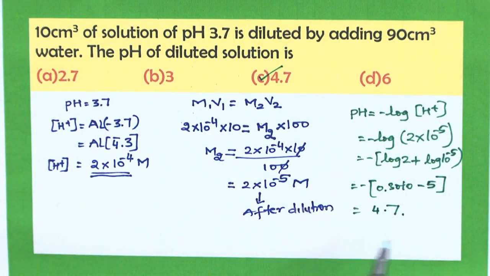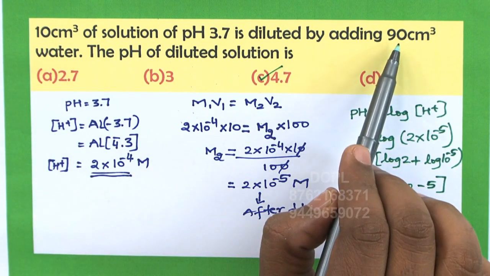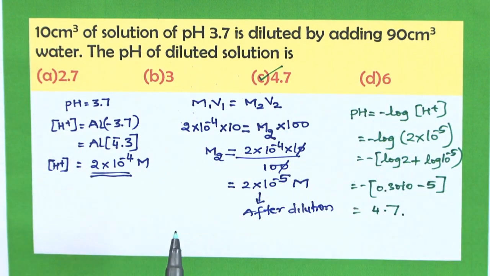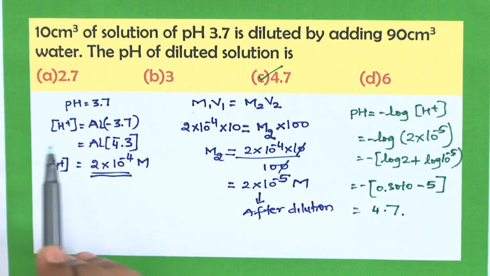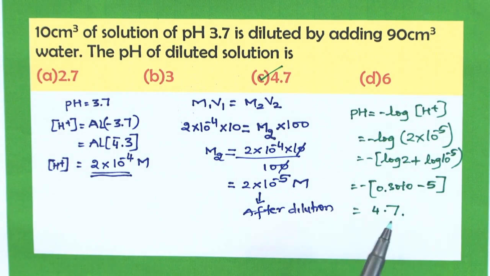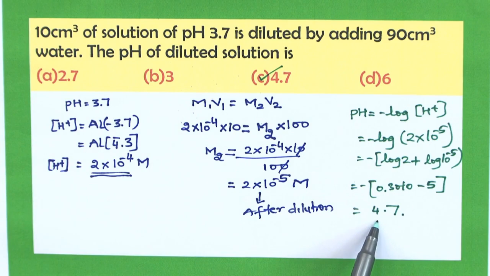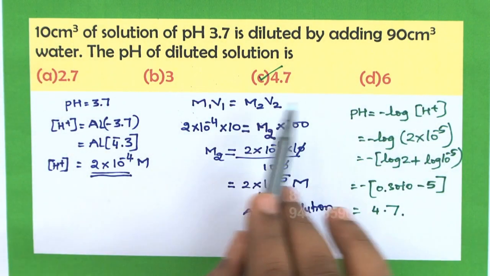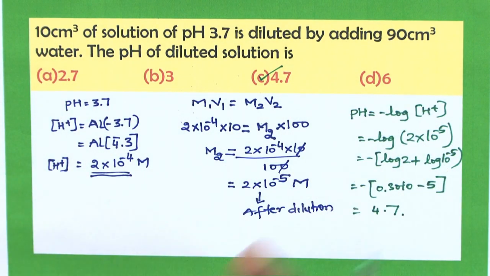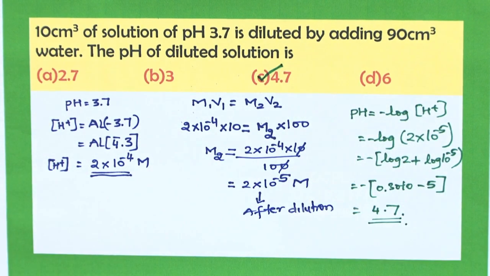You can observe in this problem that we have diluted a solution from 10 cm cube to 100 cm cube, that is by adding 90 cm cube of water. You can just notice the change in pH. The pH has changed from 3.7 to 4.7. That is, if you dilute a solution 10 times, the pH will increase by 1. So you can just remember it if you get such type of problem, so that you can directly mark it. That is, if you dilute it 10 times, the pH will increase by 1. So here the pH of the diluted solution is 4.7.